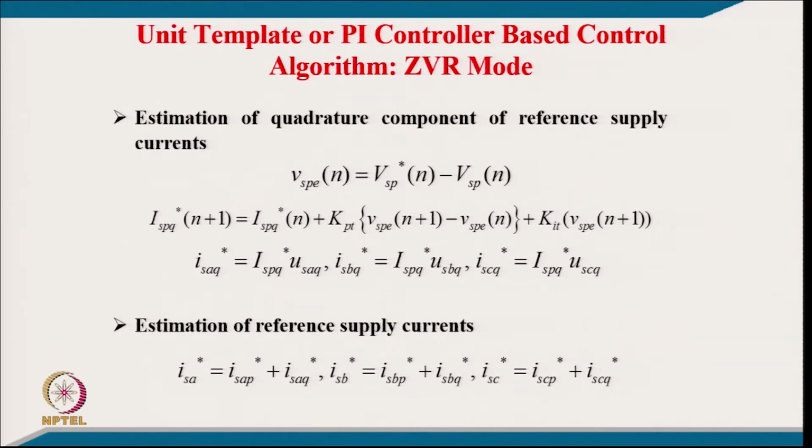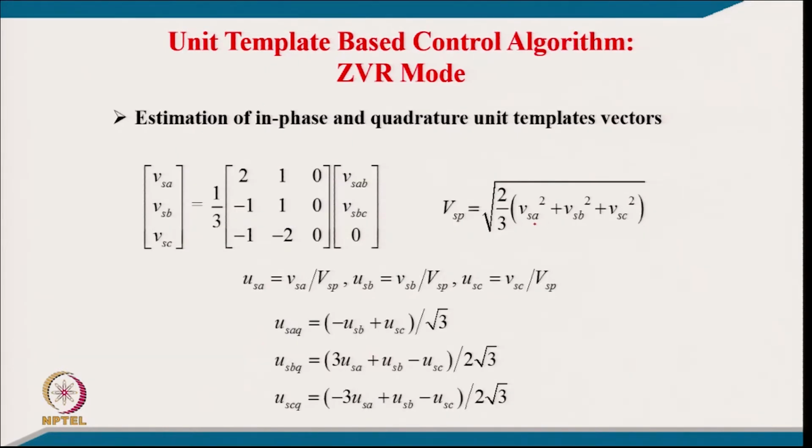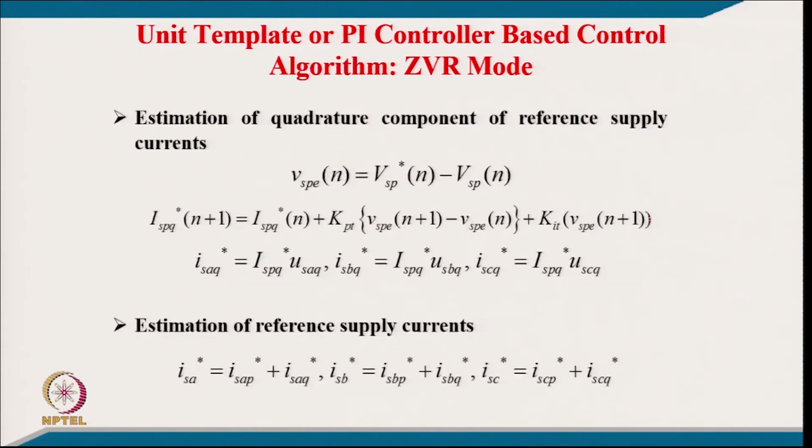For getting the quadrature component, we take the amplitude of the PCC voltage reference that we want, and this is the feedback amplitude of the voltage which we calculated in the previous slide already. So, this is the voltage error, and we use again a PI controller for the quadrature component. This is the amplitude of the quadrature component which you are getting from the PI controller. Well, and then this is the quadrature component of current, and we get the sum of in-phase current plus quadrature current, all are instantaneous quantities.